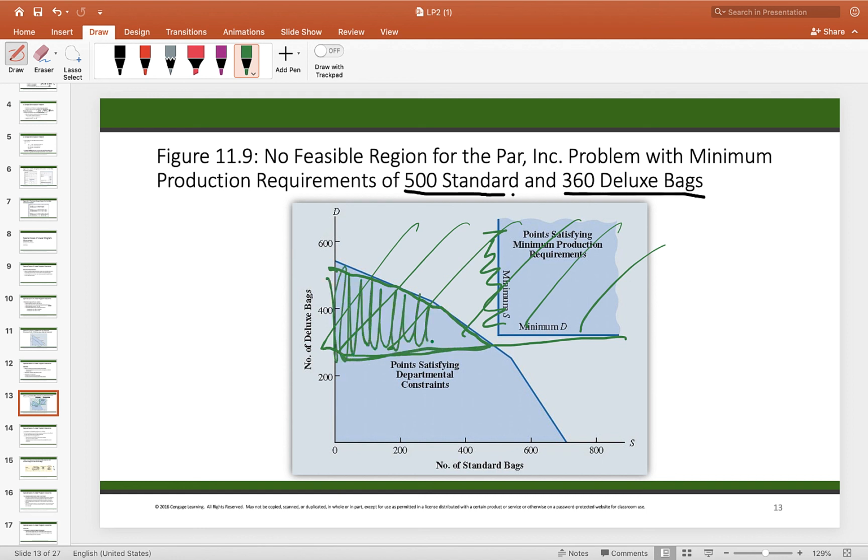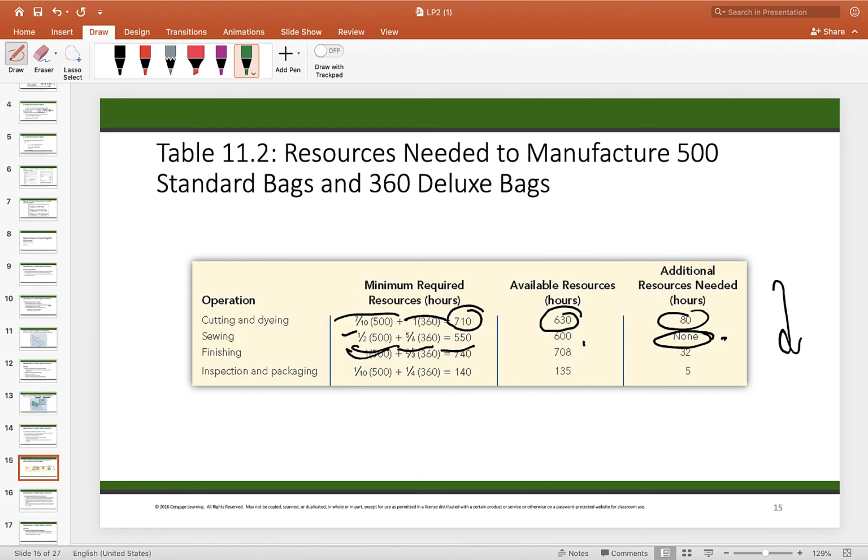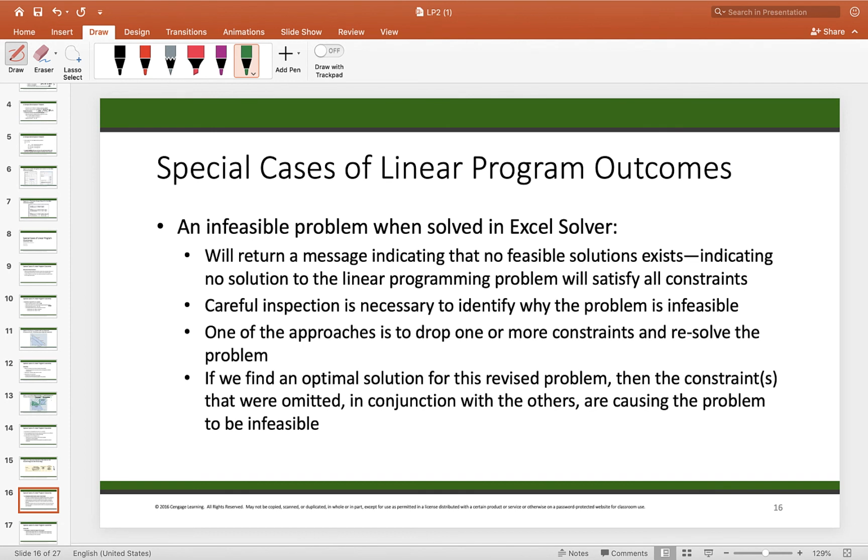So each of these constraints that we've got here and here, on their own don't cause a problem, but when you put them together, they do cause a problem. So that's what we have to keep an eye out for. We have to be very careful when we go through this stuff. But it's very interesting.